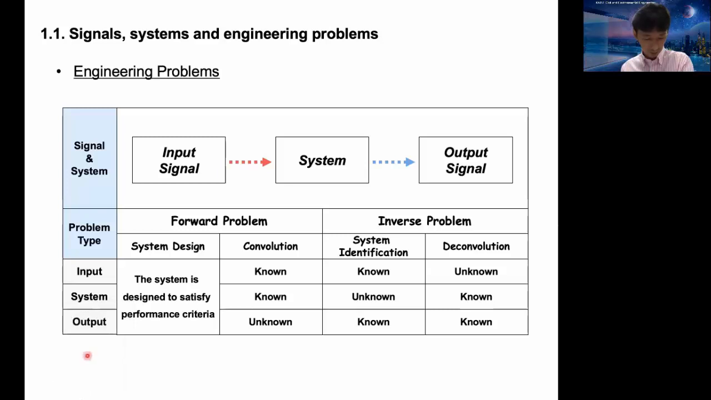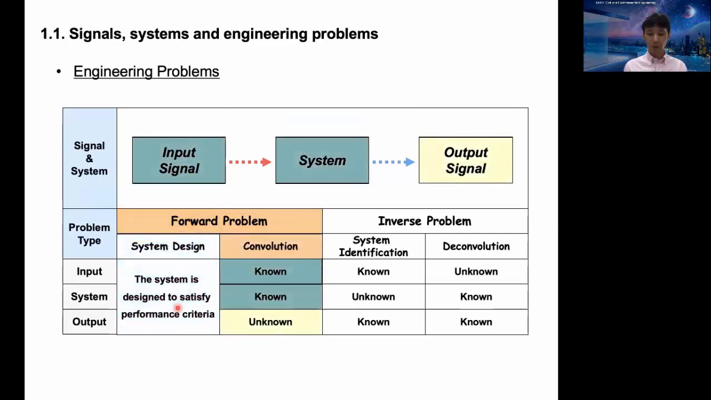Here's a pointer. In the forward problem, if we know the system and we know the input, then we can estimate the output. We can predict the output. So by iterating the system design, we can design a safe system. It's called system design. A system is designed to satisfy performance criteria.